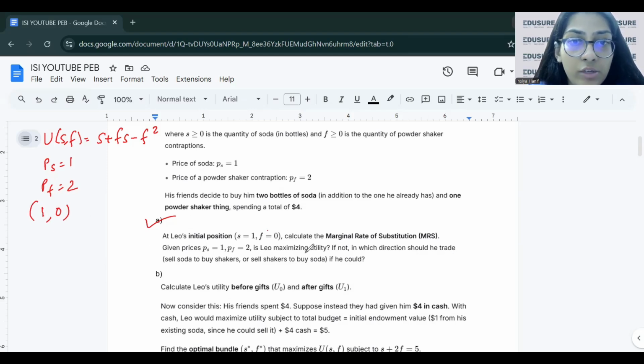Given price is this, is Leo maximizing utility? If not, in which direction should he trade? Sell soda to buy shakers or sell shakers to buy soda if he could? Okay, so पहले marginal rate of substitution करते हैं. So we know that MRS is going to be equal to MUS by MUf, right?